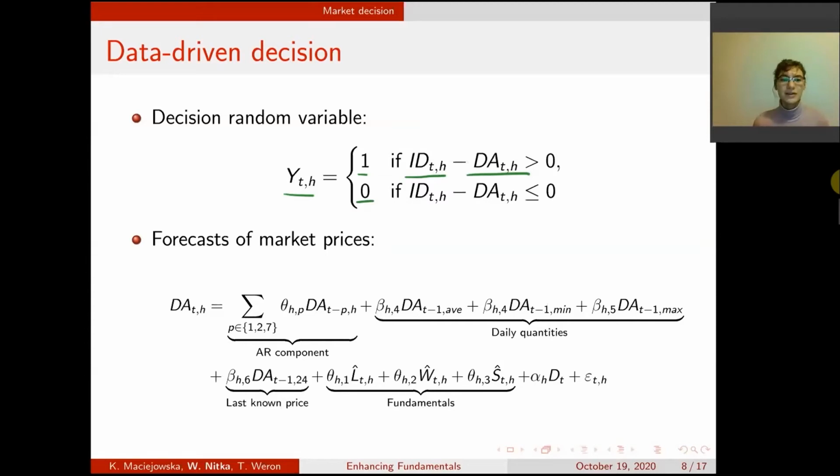prices. And here I present the model for the day-ahead market price, which is a linear autoregressive model. It consists of an autoregressive component with 3 different lags, daily average, minimum, and maximum price from the previous day, also the last known price from the previous day at midnight, the forecasted values of the fundamental variables, dummies representing weekdays, and random noise.